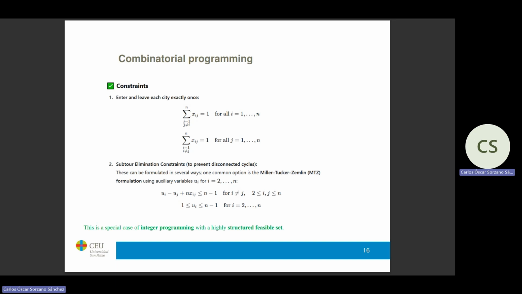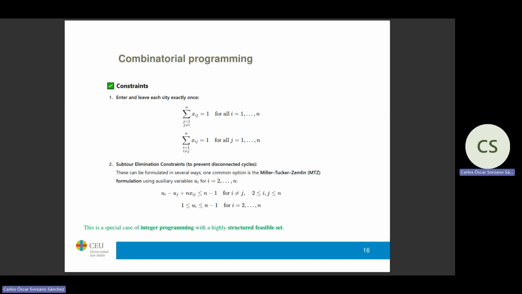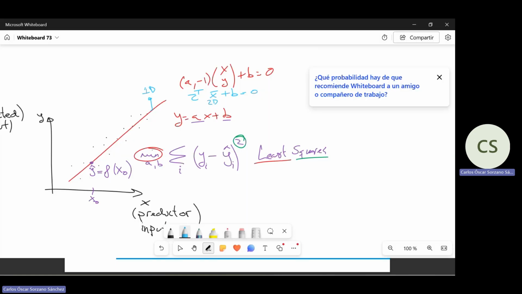The other thing is that it is a special case of integer programming. So my variables that I can touch is x_ij. This x_ij can only take the value 0 or 1. So this is an integer programming problem, but it has a very special structure, in which the feasible set is very well defined. It is not just a wide region where you can take any point there. For instance, the difference between a set that has a structure and a set that does not would be this one.